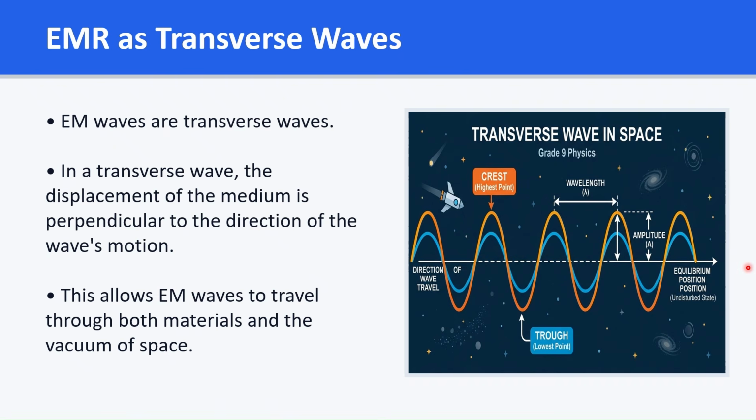And in EM waves, again, the electric and the magnetic fields oscillate up and down, side to side, while the energy travels forward. Pa-forward na siya. So this allows EM waves to travel through both materials and the vacuum of space. So kaya niya mulusot, mo travel sa isa ka material or vacuum space.